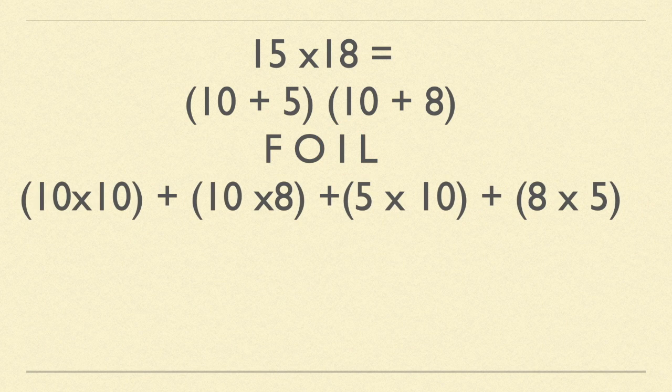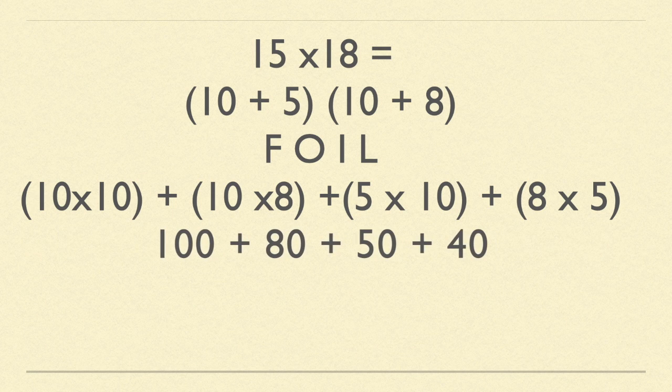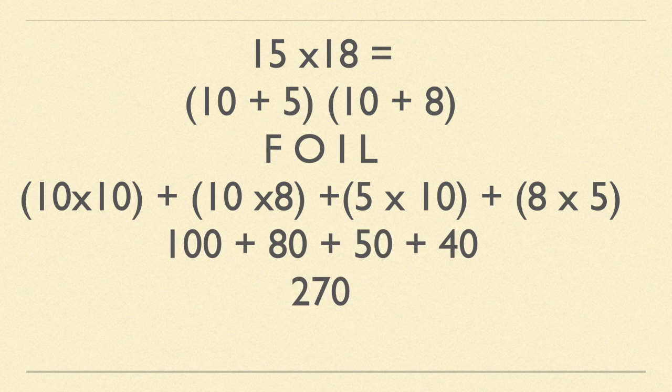So first 10 times 10 plus outside 10 times 8 plus inside 5 times 10 plus the last ones, which is 8 times 5. And well, I know that 10 times 10 is 100, 10 times 8 is 80, 5 times 10 is 50, 8 times 5 is 40. I can add that up in my head, 270.